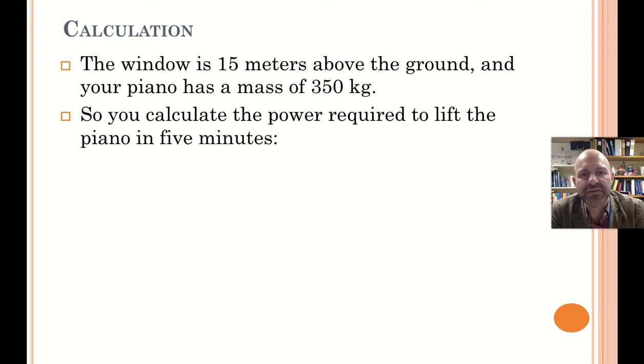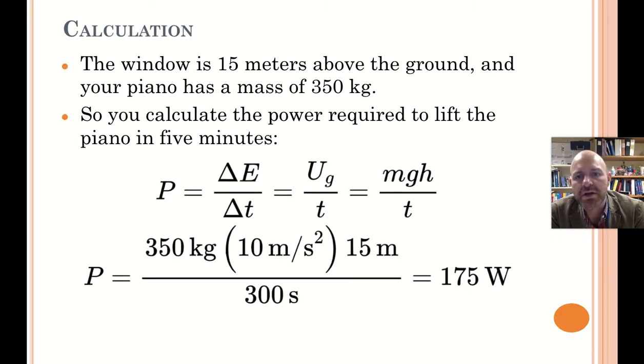So the window is 15 meters above the ground. Your piano has a mass of 350 kilograms, of which we've already said. How much power does it take to lift this piano in 5 minutes? Well, the power is energy over time. We already calculated the mgh, the energy required, divided by 300 seconds. That's 5 minutes in seconds. And that gives us about 175 watts of power.